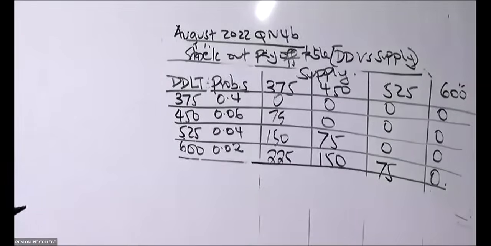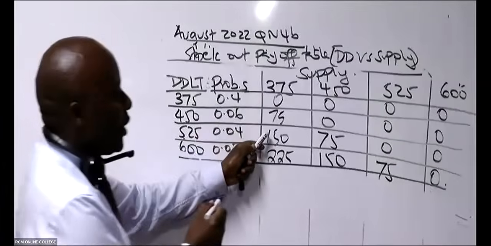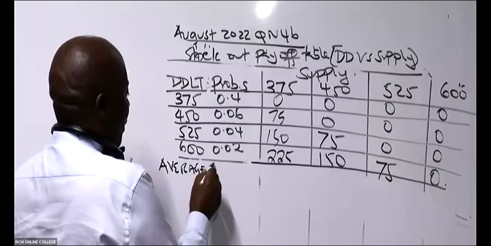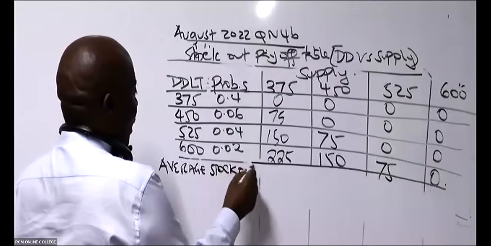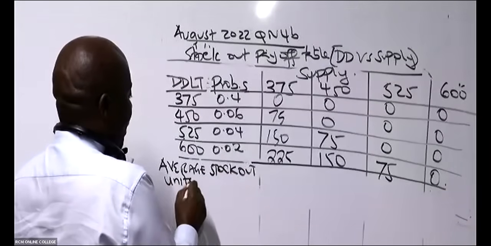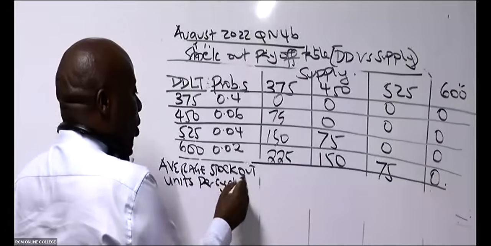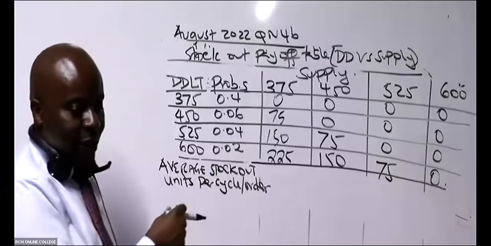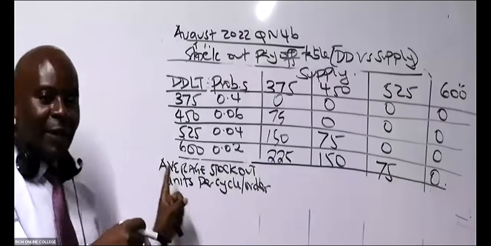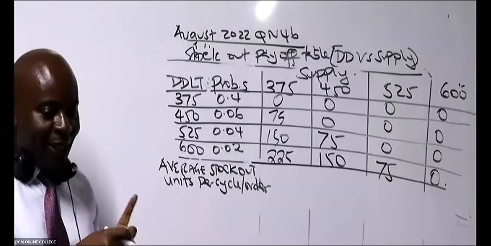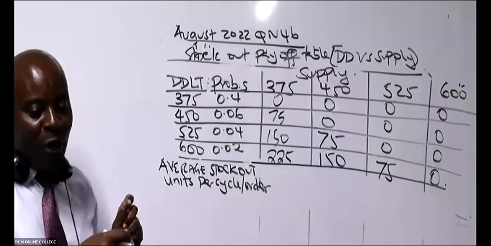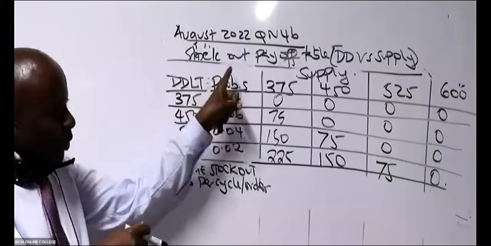What do you think will be the next thing that Mwalimu should do? Averaging, yes. So you give us the average stock out units per cycle or per order. Average is the same as expected. Thank you so much. Goretti, we don't call them safety stock yet. We aren't yet there. We are still doing stock out, isn't it?